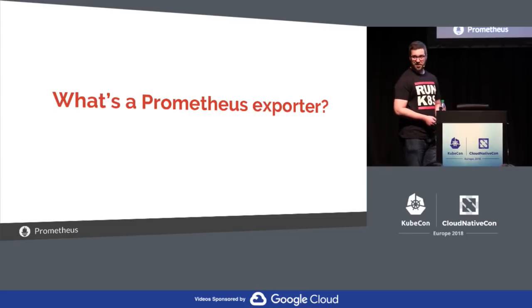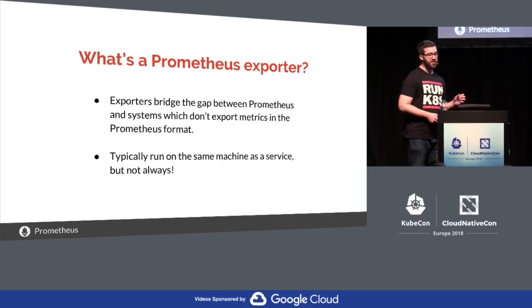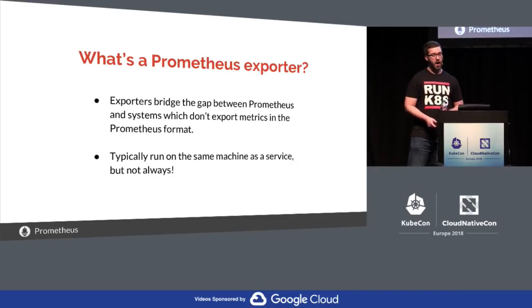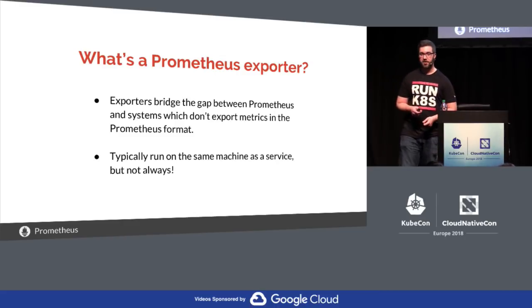So what is a Prometheus exporter anyway? An exporter is a system that bridges the gap between Prometheus and systems that do not speak the Prometheus metrics format. You might have some service that exposes metrics to something like statsd, or perhaps it has its own custom JSON endpoint or expvar from Go. But sometimes those systems aren't compatible with Prometheus, so that's where exporters come in. Typically, you would run these on the same machine as the service itself, but not always, as we'll talk about later.